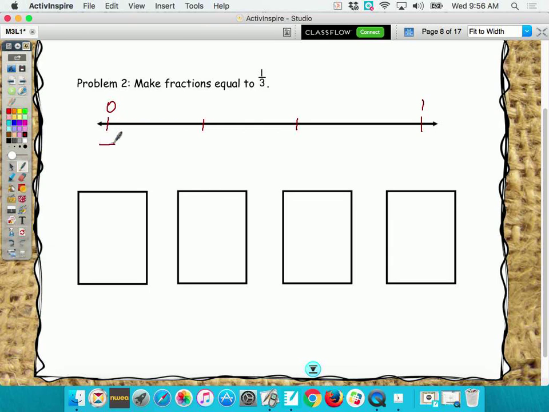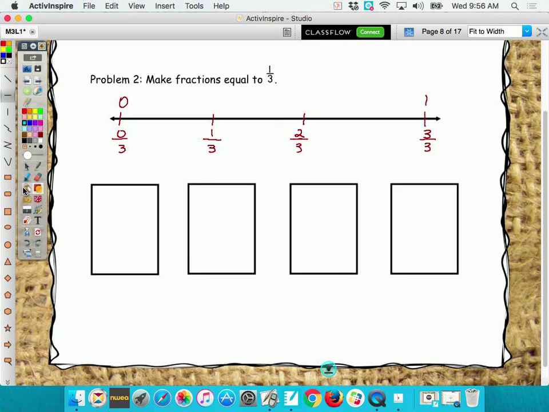Okay, what's my denominator? 3. Denominator downstairs, right? That's my number of spaces. That's not my number of lines. Did you notice that? So this would be 0/3. What would this be? 1/3, 2/3, 3/3. Okay? 3/3 is equivalent to 1.